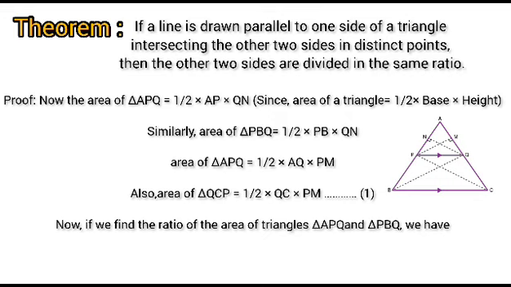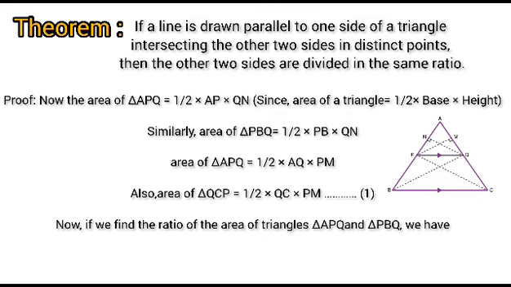Proof. Now the area of triangle APQ is equal to half into AP into QN because the area of a triangle is equal to half into base into height. Similarly, the area of triangle PBQ is equal to half into PB into QN. The area of triangle APQ is equal to half into AQ into PN.